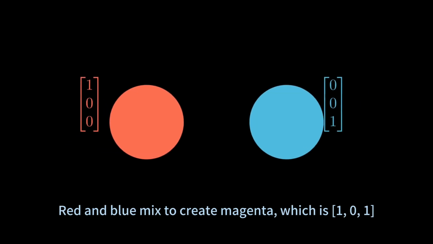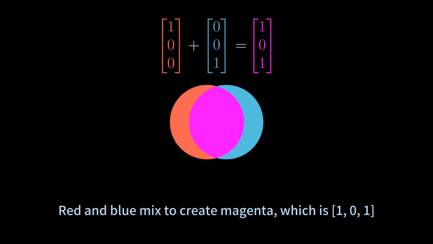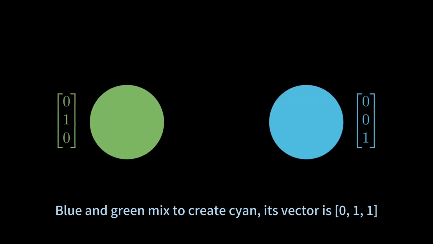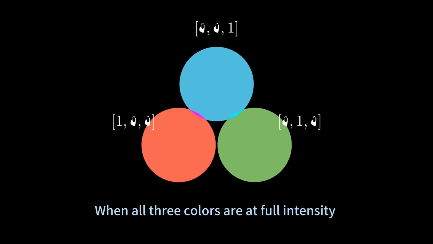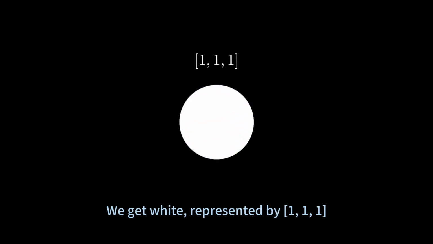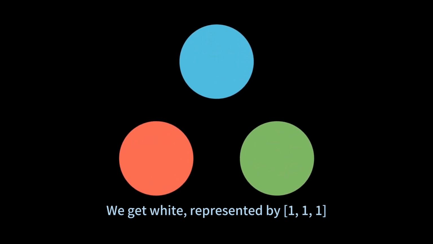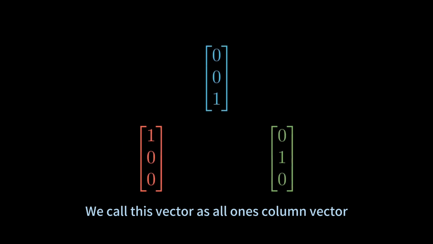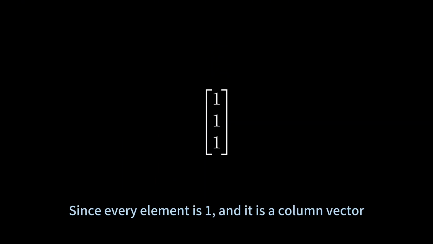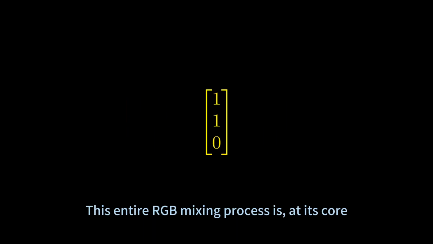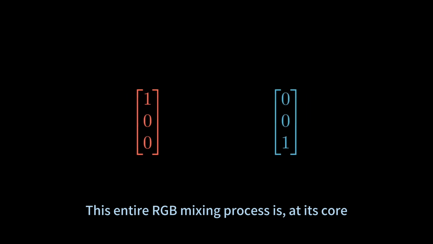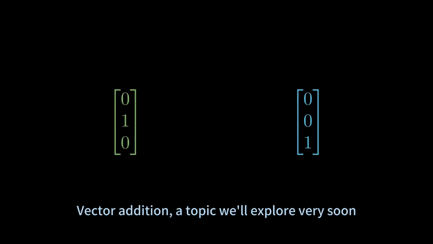Red and blue mix to create magenta, which is 1, 0, 1. Blue and green mix to create cyan. This vector is 0, 1, 1. And when all three colors are at full intensity, we get white, represented by a vector of 1, 1, 1. We call this vector the all ones column vector, since every element is 1 and it is a column vector. This entire RGB mixing process is, at its core, vector addition, a topic we'll explore very soon.